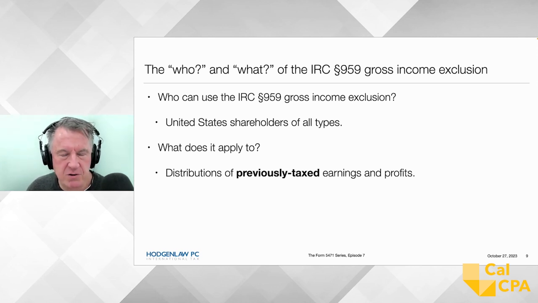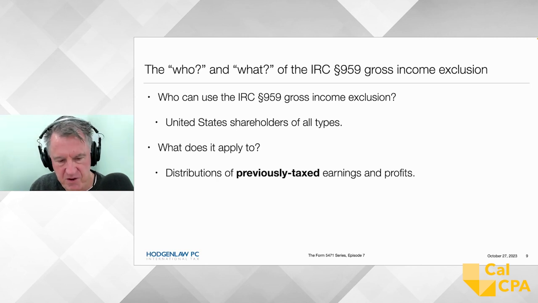All US shareholders of all types. So a human, a C Corp. I'm going to be talking about a C Corp US shareholder today, but a human gets the Section 959 exclusion as well. And what does it apply to? Previously taxed earnings and profits. So this is earnings and profits of the CFC that have been passed upstream and included in the gross income of the US shareholder.